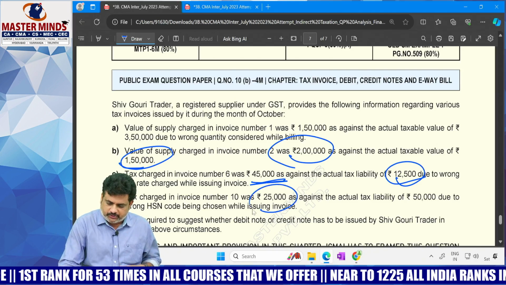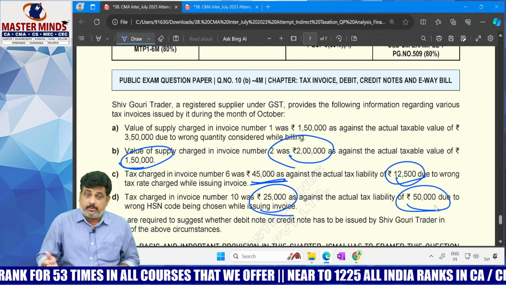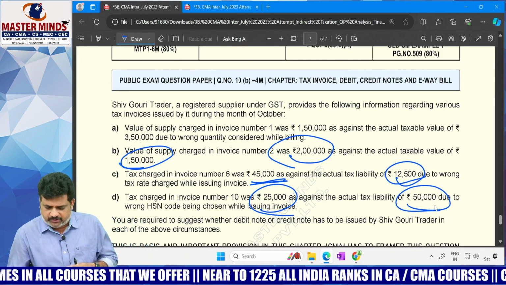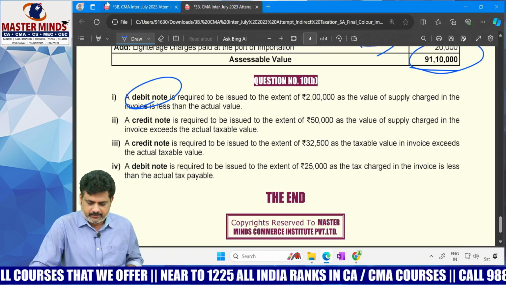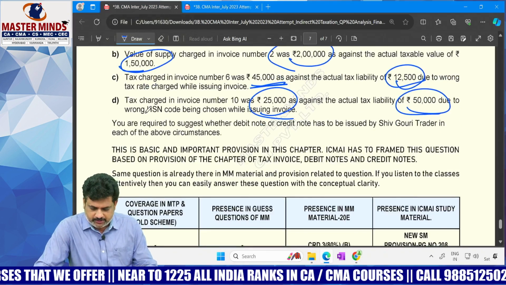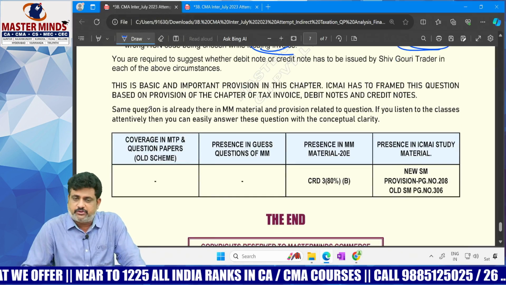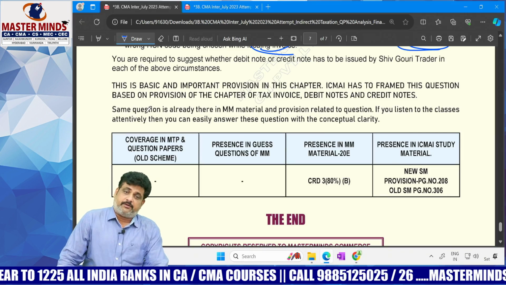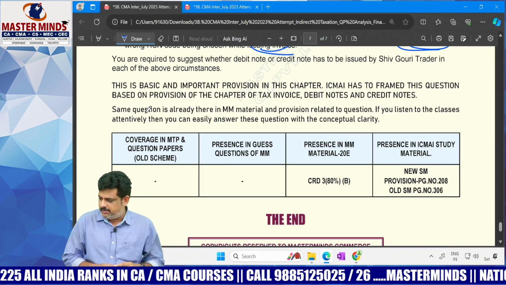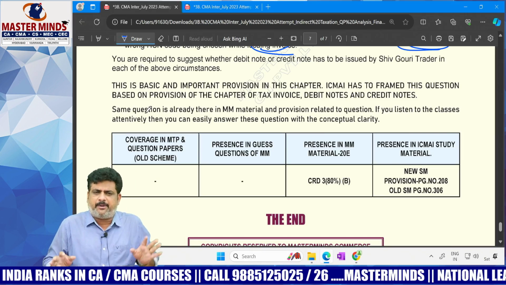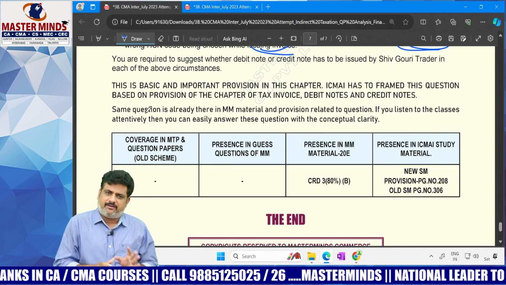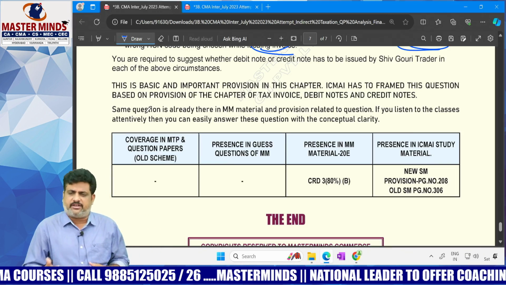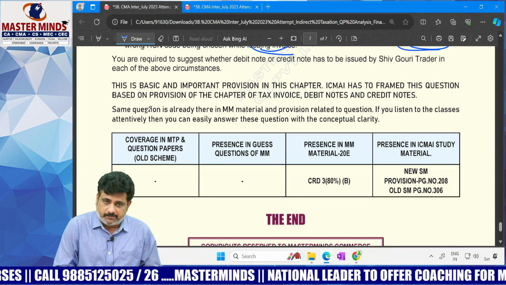Next one. Tax charged in the invoice is 25. Actual liability is 50. Actually, tax indicated in invoice is less than actual tax payable. That's why, what is the position, ma'am? A debit note is needed to be issued. And this is a basic important provision, ma'am. So based on that, the question was asked and we covered this type of questions in our CRDs. If you observe here, definitely the paper is very much easy. And if at all you have conceptual clarity with respect to the provisions, you can easily answer the question 100%. Hope this video will be useful to you.